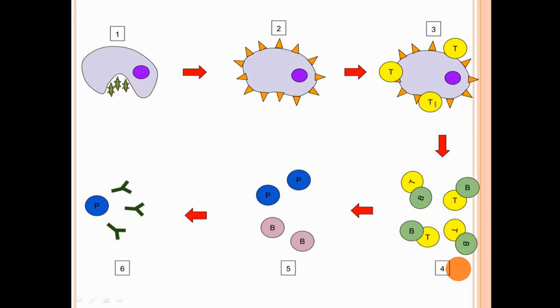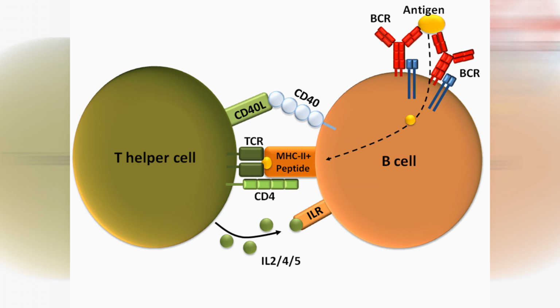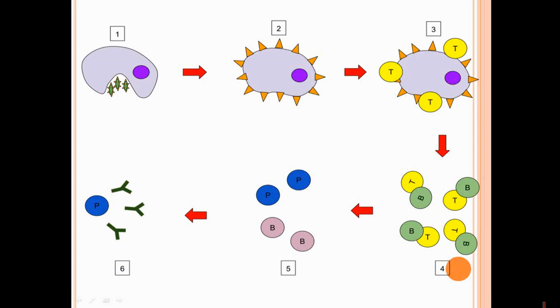And these activated T helper cells then bind to the B cells in order to activate the B cells. T helper cells activate the B cells by release of cytokines like interleukin 2, 4 and 5. When the B cells are activated, some B cells turn into plasma cells and are released in the blood, whilst other B cells become memory B cells, which are responsible for the secondary immune response.